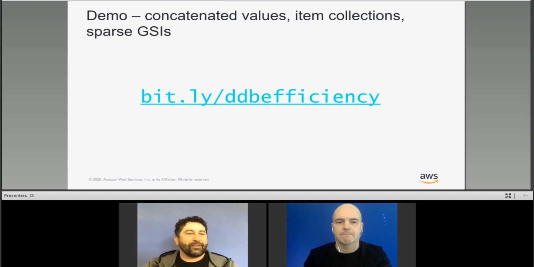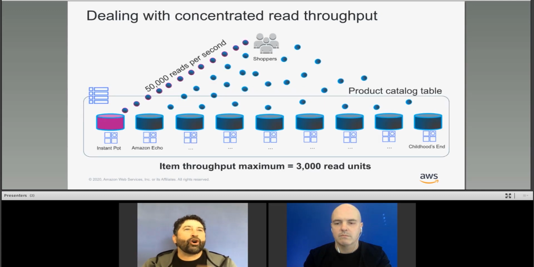Okay, so again, let's talk about some of the situations we might have to face where we have concentrated throughput. First, let's look at maybe a read scenario. Again, we're going to use kind of an Amazon theme example here. It might be a product catalog table, and it's Prime Day, and we're running maybe a deal on the Instant Pot. So that Instant Pot is going to be a very, very popular item in the catalog table. We might have shoppers trying to read that item 50,000 times per second.